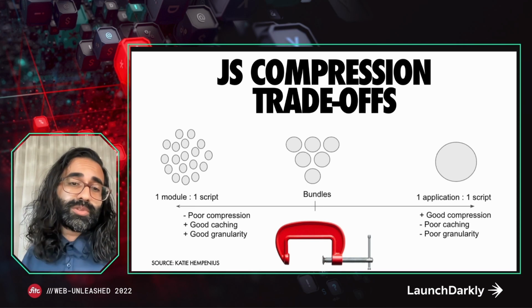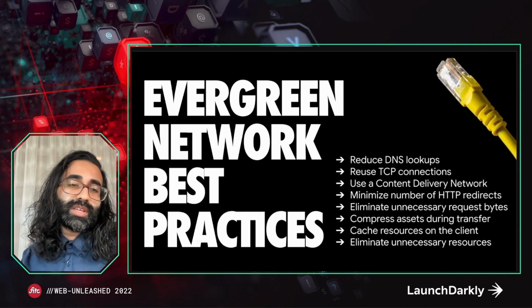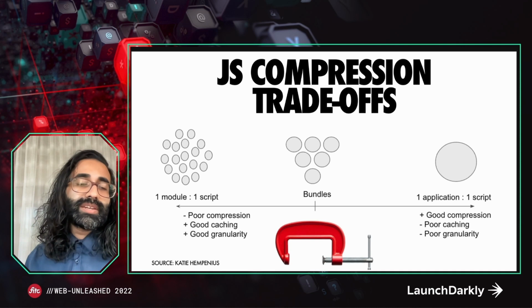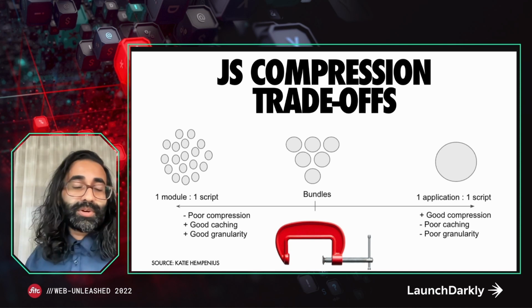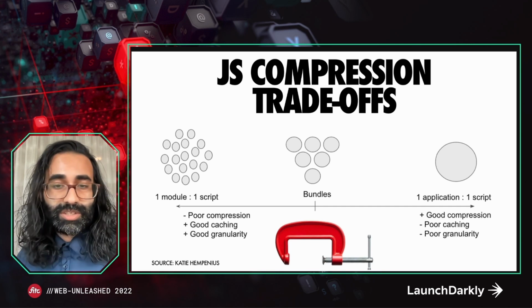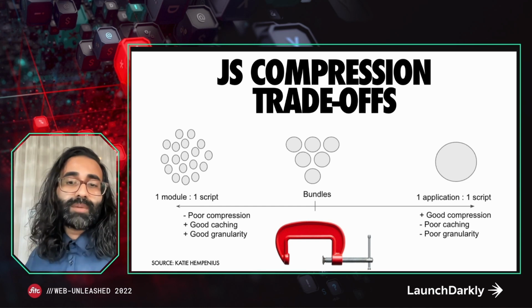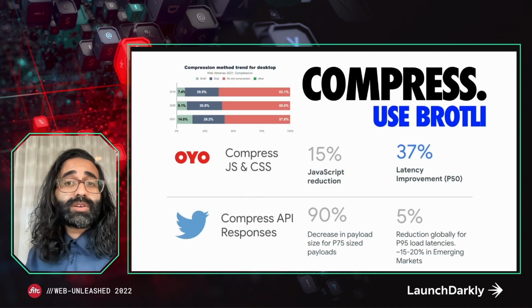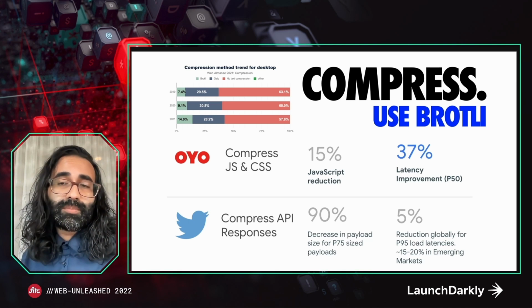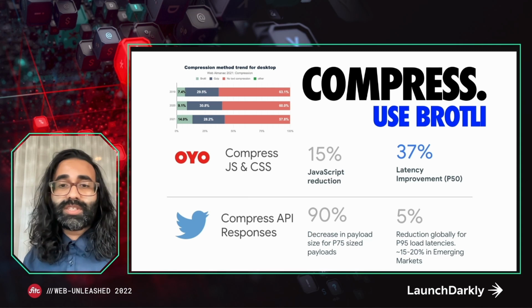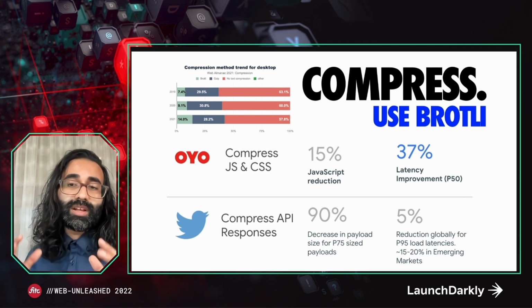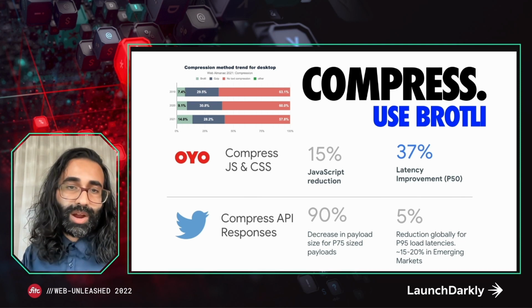And there are a number of compression trade-offs worth also keeping in mind. Compression was one of the tips in the evergreen network best practices, but there's a little bit of a trade-off here. If you end up splitting up your JavaScript bundles pretty granularly, you might have good caching, but you'll have poor compression. Whereas if you go in the other direction and you have larger bundles, that might lead to good compression, but poor caching and poor granularity. So just keep in mind that there are trade-offs to this stuff. We've started to see increases in folks using Brotli for compression rather than gzip. Generally speaking, I've seen lots of great case studies where it's improved latency, reduced the overall amount of JavaScript, and it's been effectively a lot more efficient than gzip. So consider using Brotli.